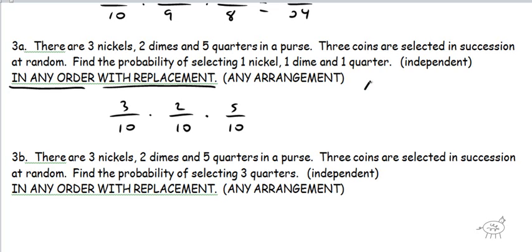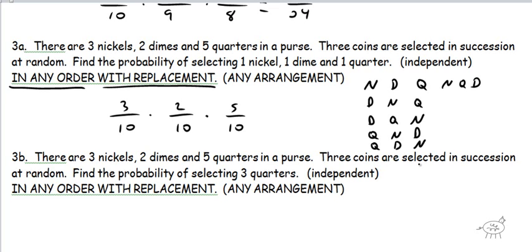So let's just write out the letters out here. Nickel, dime, quarter. Do you guys agree if it's in any order, I can do nickel, dime, quarter. I can do dime, nickel, quarter. I can do dime, quarter, nickel. I can do quarter, nickel, dime. I can do quarter, dime, nickel. I can do nickel, quarter, dime. Right? I can use actually any one of those 6 scenarios. And you're like, well, okay, what do I do with that? Well, since it can be any one of those, you want to multiply it by the number of possibilities.